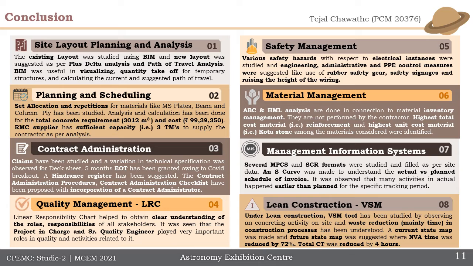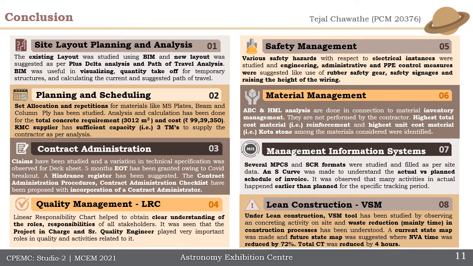Next is the contract administration, where claims were studied, and a contract administration procedure as well as checklist were suggested. In quality management, the linear responsibility chart were studied for clear understanding of roles and responsibilities, and it was seen that project in charge and senior quality engineer had a big role to play. Safety management, electrical hazards were seen, and engineering, administrative, and PPE control measures were suggested.